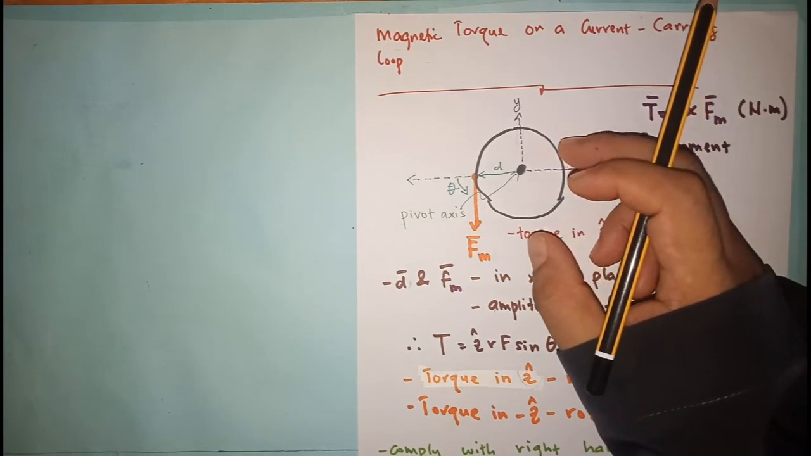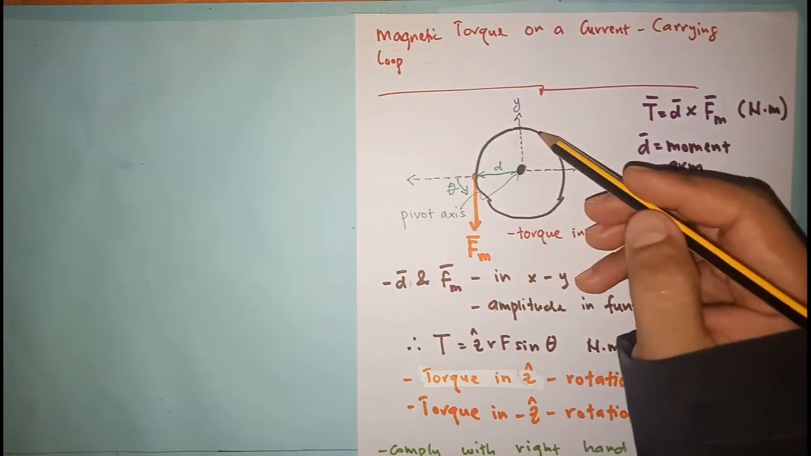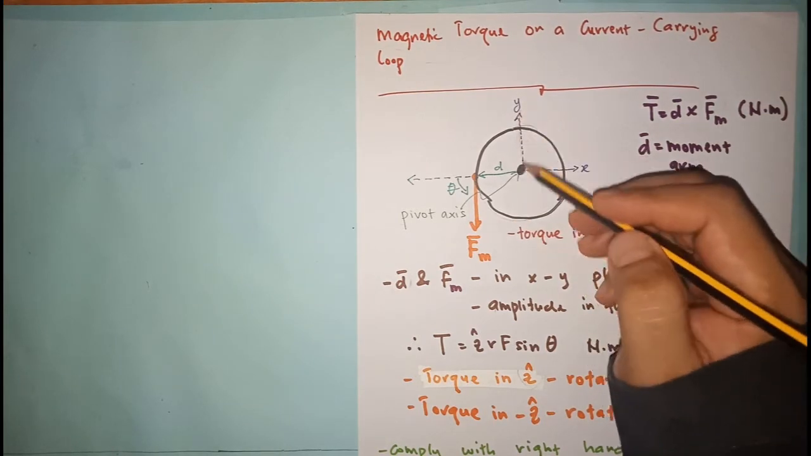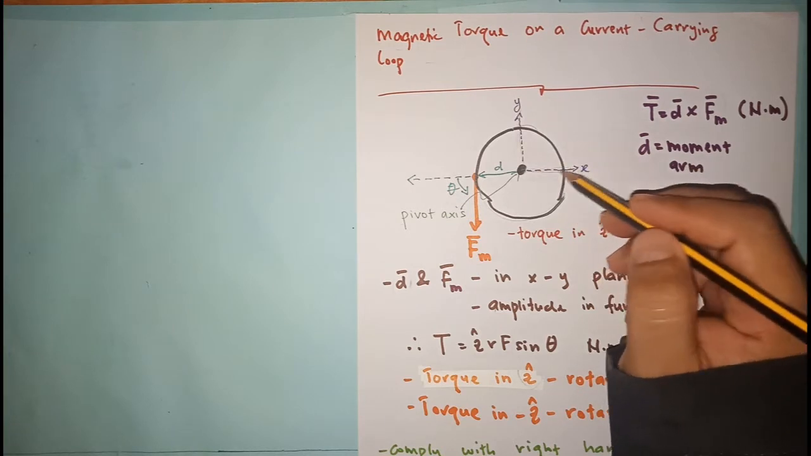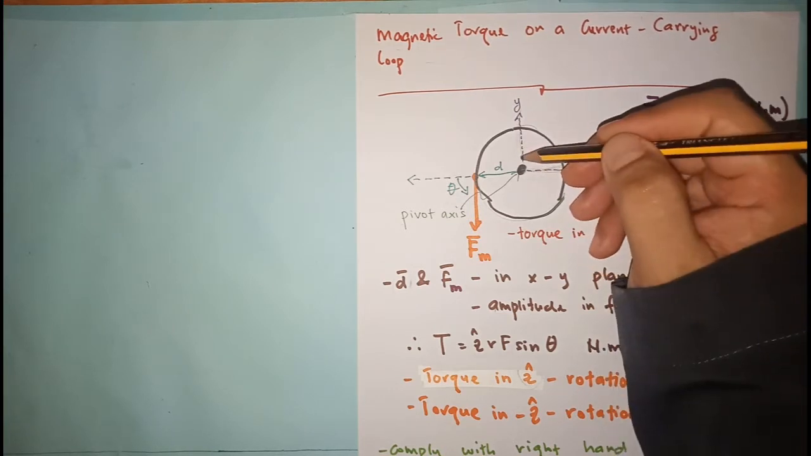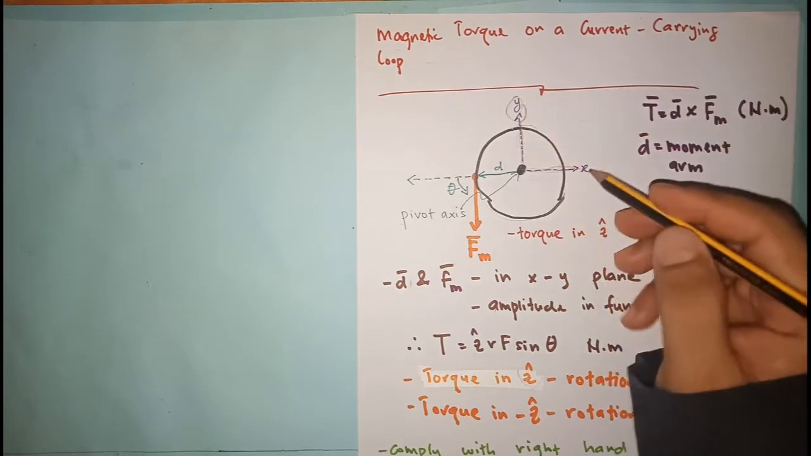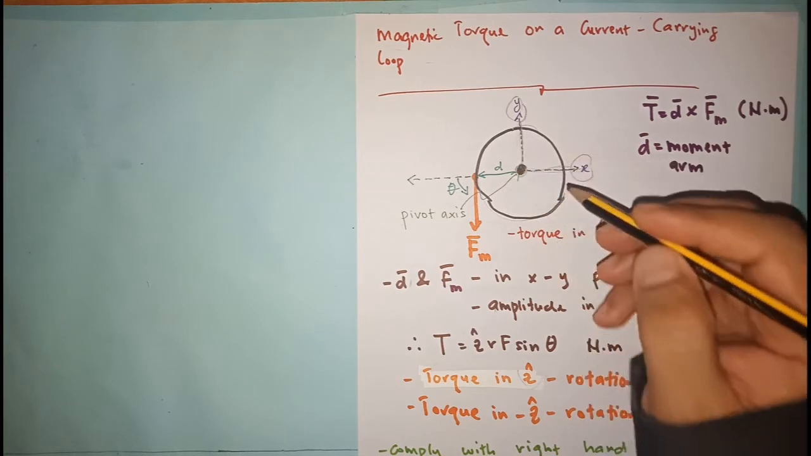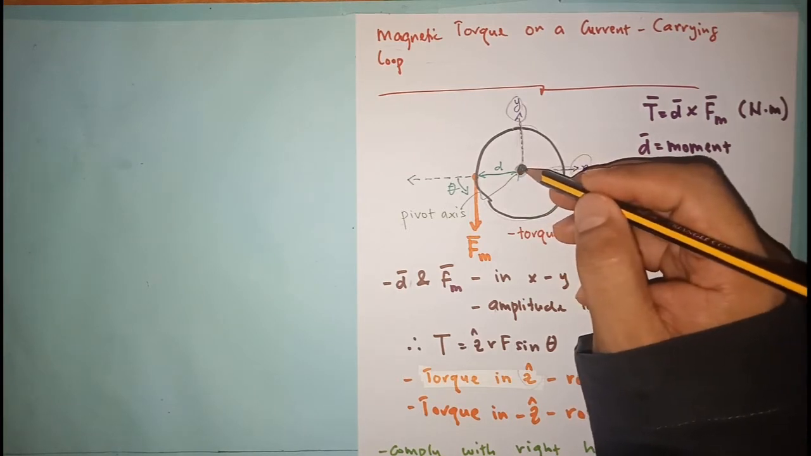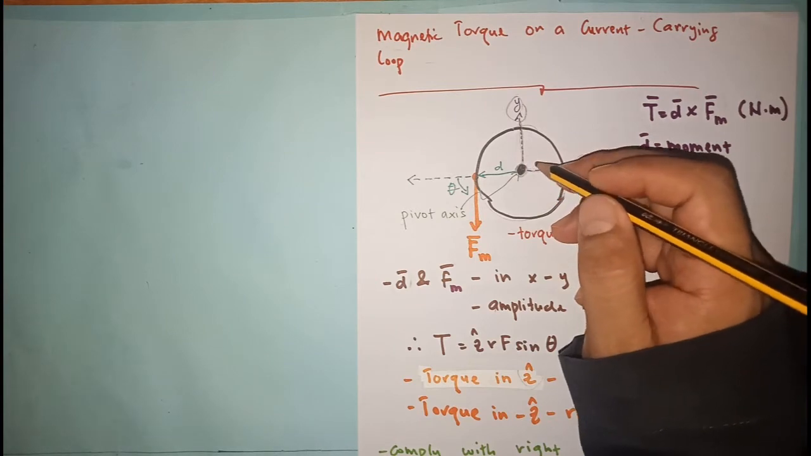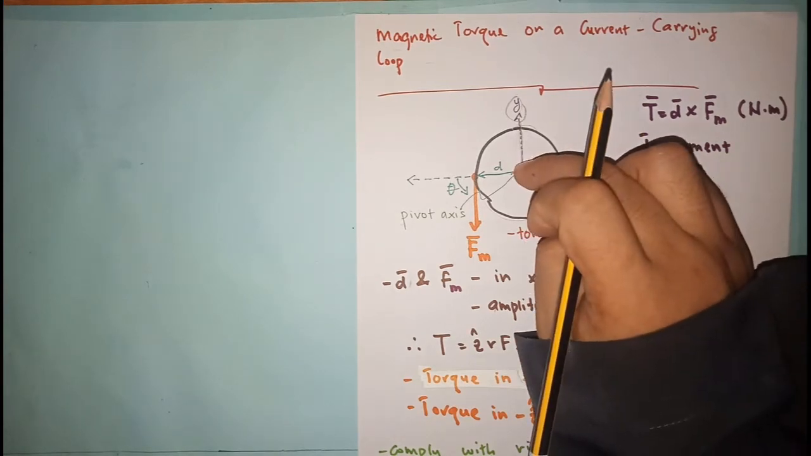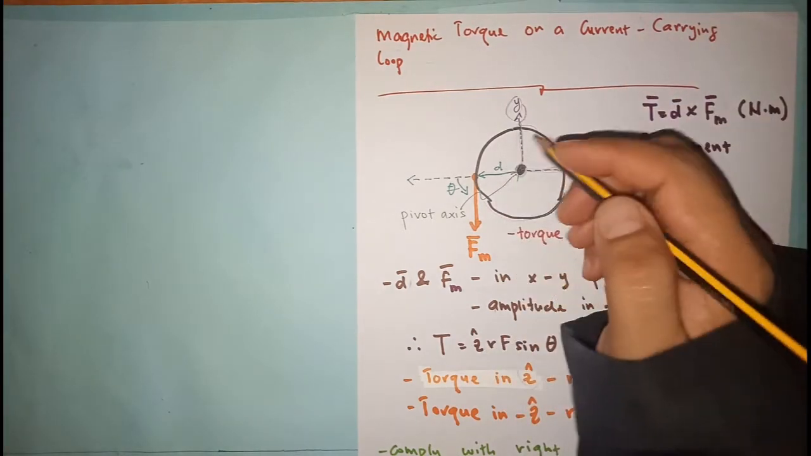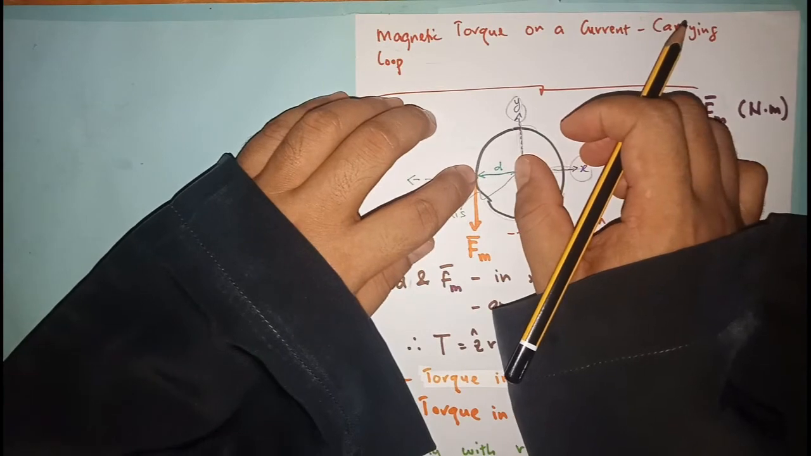So let's consider one disc, and the disc is placed in the XY plane. We have the x-axis here and the y-axis here. The center of the disc is placed on the origin, and the z-axis is pointing outward from our paper at the center of the disc. The disc has some radius r.